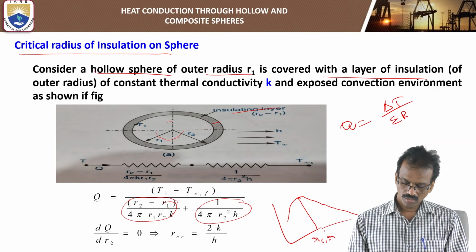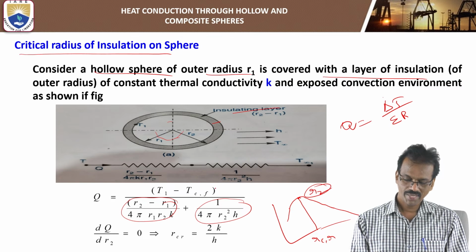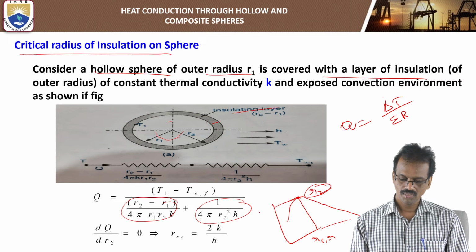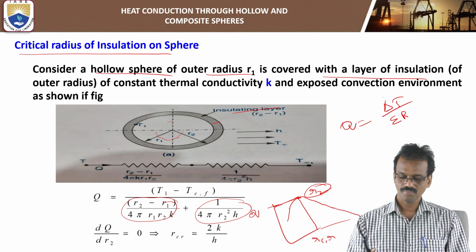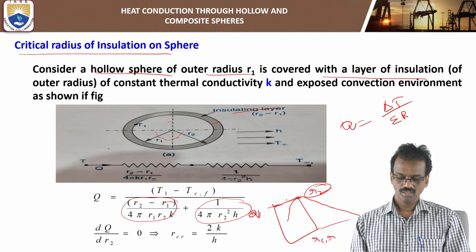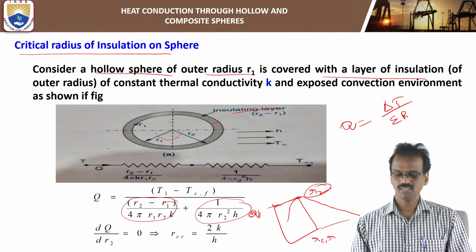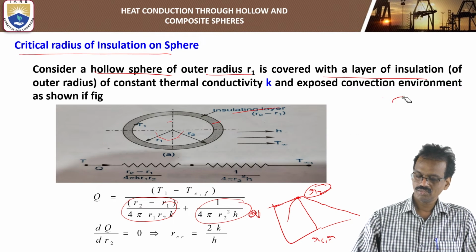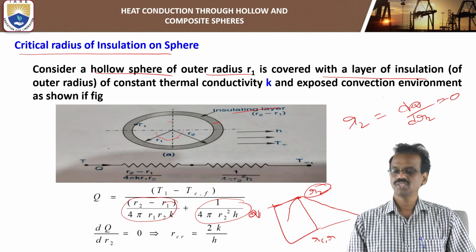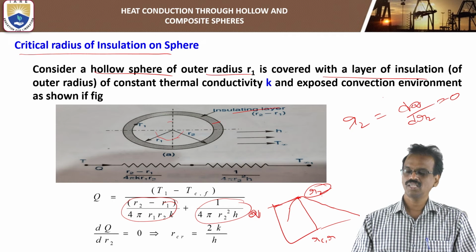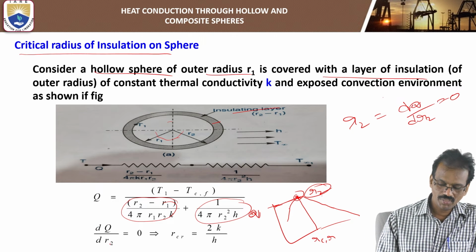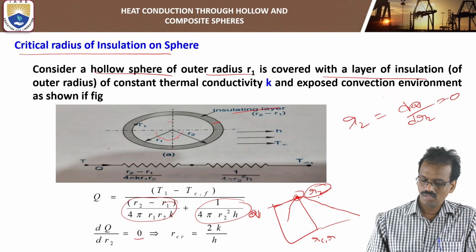So here the critical radius means R2 at a particular condition. At a particular R2 value, the rate of heat transfer Q is maximum. After that, the rate of heat transfer does not increase, it decreases. At this particular radius R2, Q is maximum. Q maximum means dQ by dR2 is 0, that is, Q does not change with respect to R2 at the maximum point. So we take the derivative, dQ by dR2 equal to 0, to find the critical radius R2.